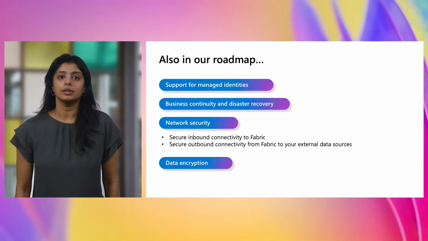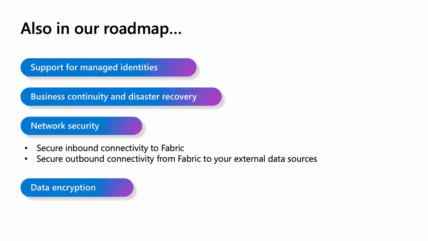We're actively working on adding support for managed identities for Fabric, which will allow you to securely connect to your external data sources and also operationalize relevant Fabric artifacts. We're also working on ensuring Fabric data is recoverable for business continuity. Other key features we soon plan to focus on are securing inbound and outbound connectivity in Fabric and data encryption using customer managed keys. Now, let me hand it over to Anton, who will cover more governance features and Fabric Purview integration.